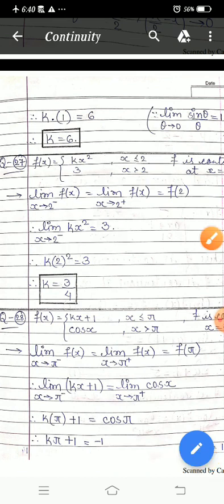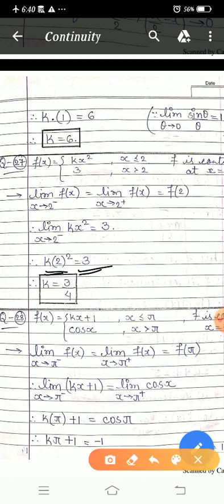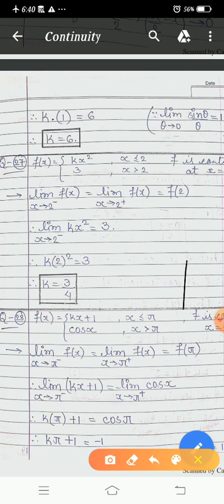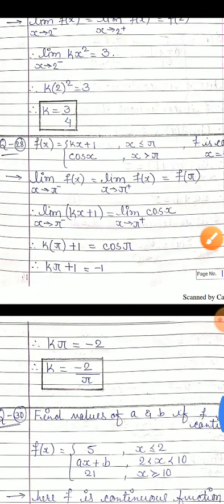So by putting the value of x here, x tends to 2 minus, that means from the left hand side, but the value of x will be 2. So it will be k into 2 square equals 3. 2 square equals 4. So k into 4 equals 3. So the value of k will be 3 by 4. That is very simple. Now suppose we take the next question, that is question number 28.